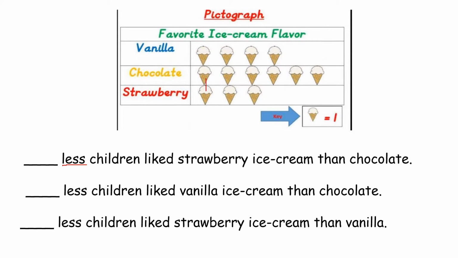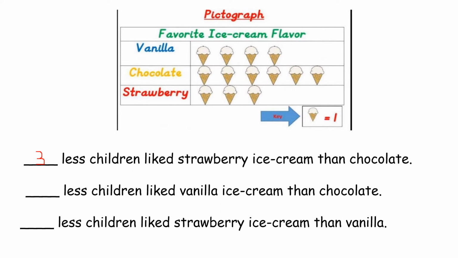So we are going to match, but this time we are going to look and see how many we have missing. So if we put imaginary ice creams here, we have 1 missing, 2 missing, 3 missing. We have 3 ice creams missing. So strawberry has 3 less. So we are looking at the missing ones.